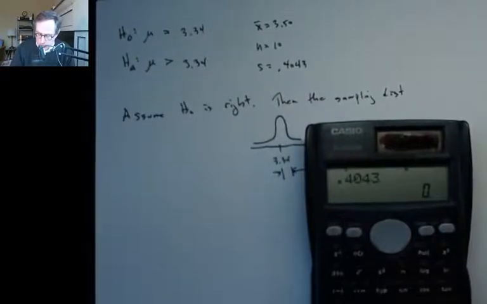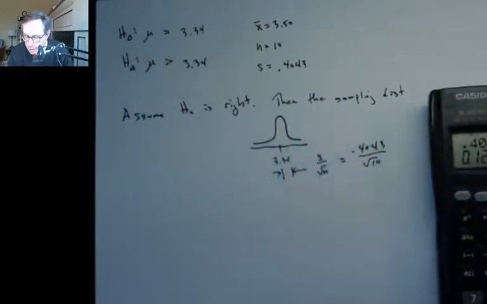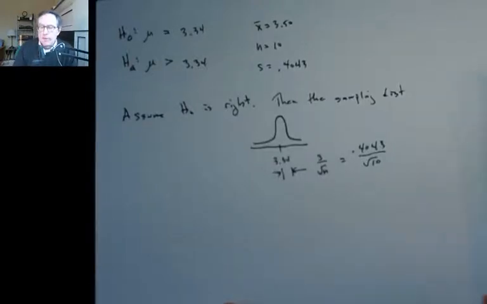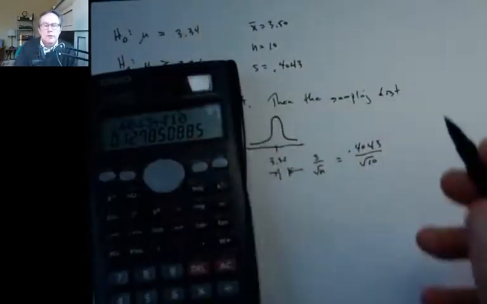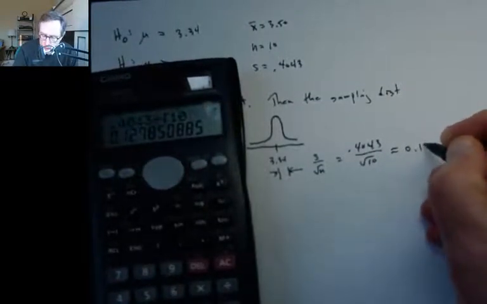0.4043 divided by the square root of 10 equals, I got 0.13. I'm going to call that 0.13, 0.1278, so about 0.13.